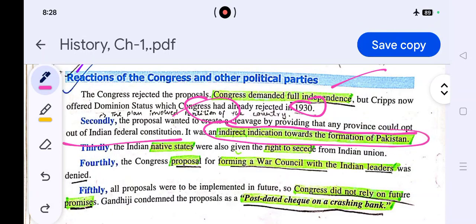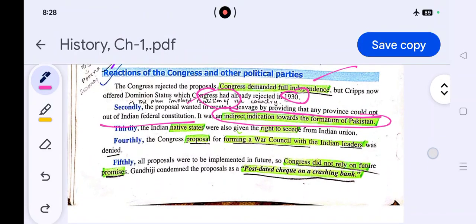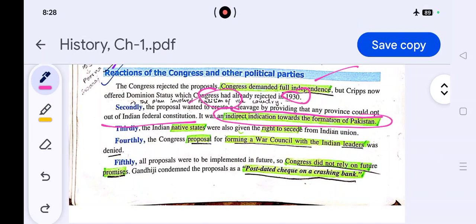And it was, I repeat, very important that you remember this, an indirect indication towards the formation of Pakistan, because besides any other princely states, it was very obvious that Pakistan could be formed due to this particular condition laid down by the Cripps Mission. It was an indirect indication towards the formation of Pakistan.